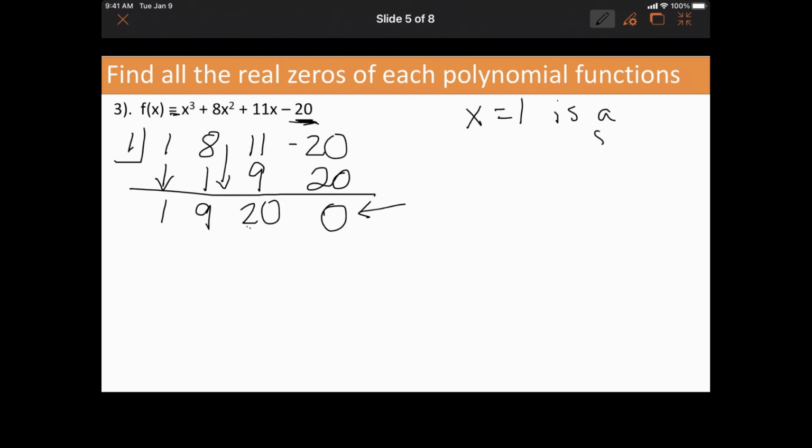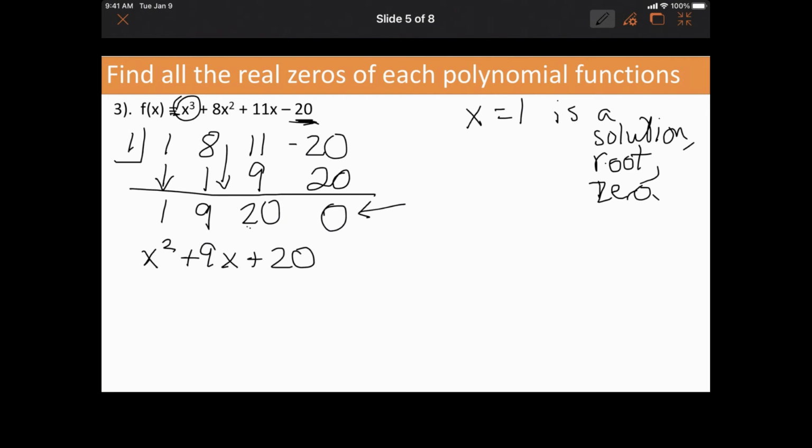Is a solution, which means it's a 0. I wrote root 0, x-intercept, right? It's all those things. Now, because we know it's to the third power, I have to look for 2 more. So I'm going to write this in our answer, x squared plus 9x plus 20, right?